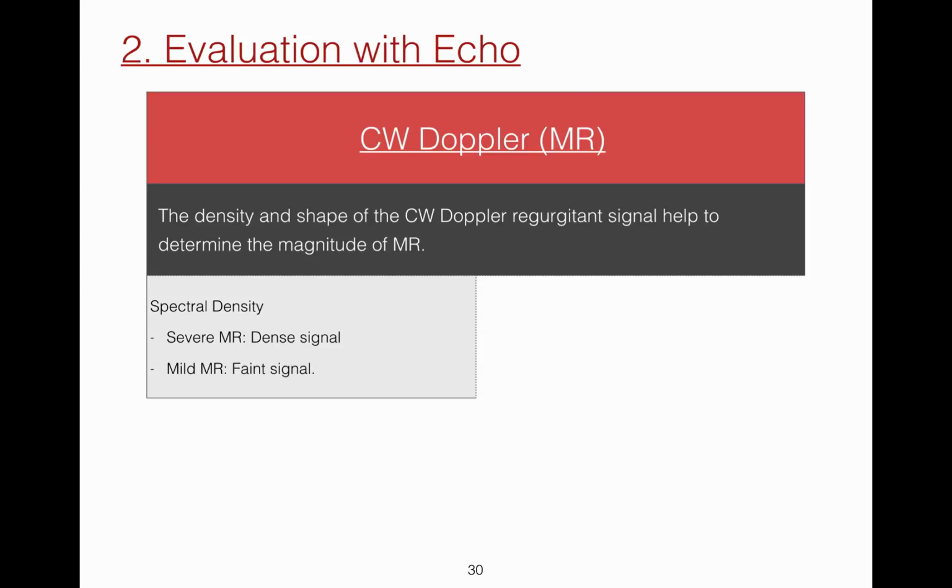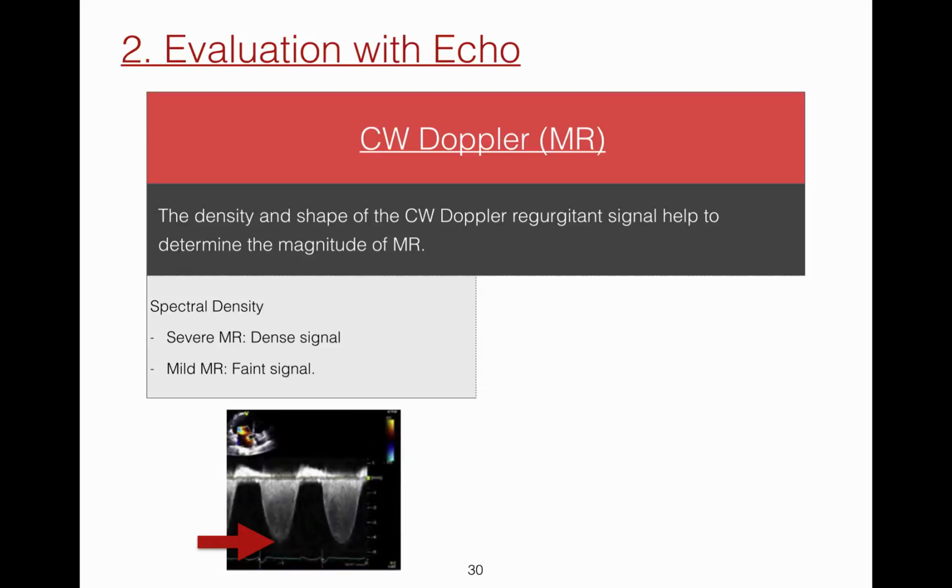Firstly, the spectral density. With mild mitral regurgitation, the regurgitant signal is far less dense than the forward flow signal. With severe mitral regurgitation, the regurgitant signal is dense. It may be nearly as dense as the forward flow signal.